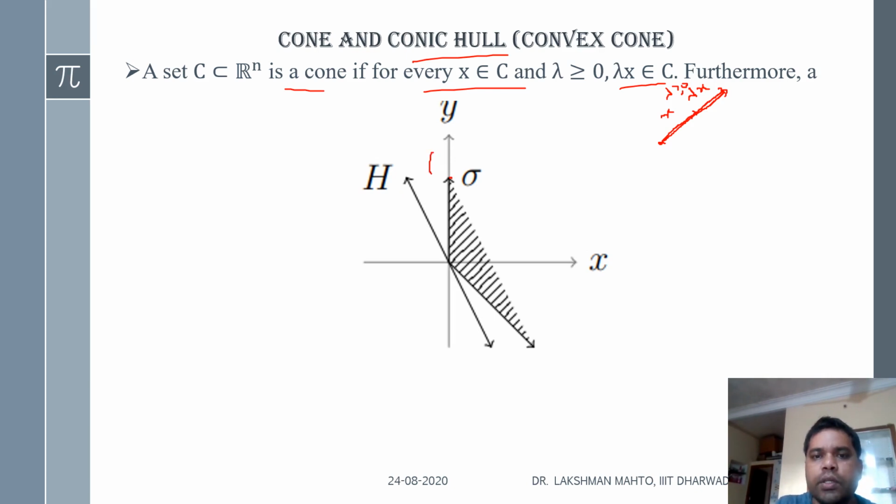One example I have already taken. Suppose we take two vectors in 2D. One is (0, 1), another one is (1, -1). So what we observe is that we get a cone structure. This is our desired cone structure. It is a cone with two extreme directions. One direction is along (0, 1), another direction is along (1, -1).